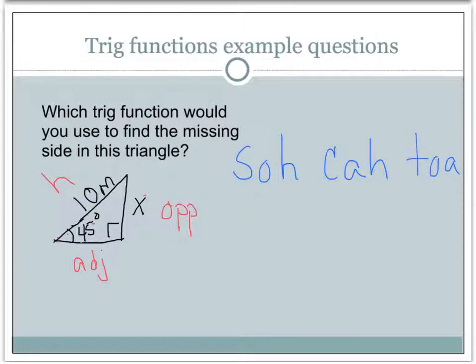We know the hypotenuse. So therefore, we can automatically eliminate tangent because we don't know anything about the adjacent side. Next, let's look at cosine. This involves adjacent and hypotenuse. Well, the one we were asked to find is the opposite. Therefore, we don't want to use cosine either because it doesn't involve what we're looking for. That means we have to use the sine.